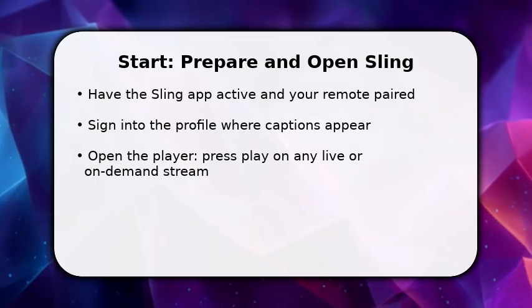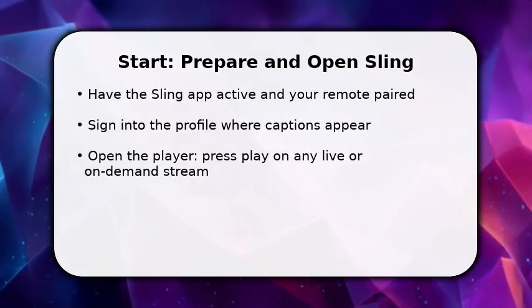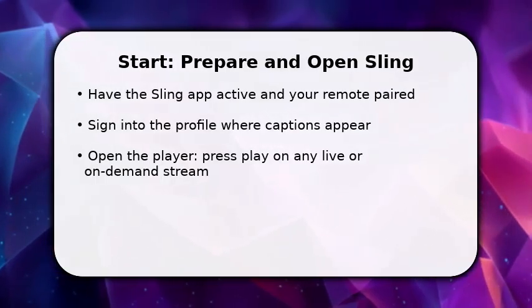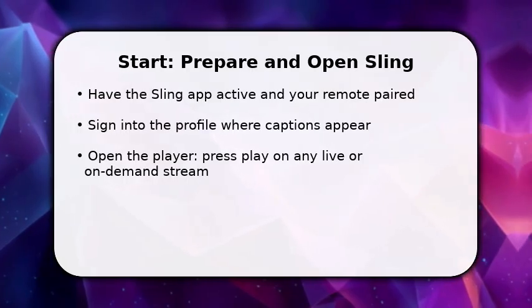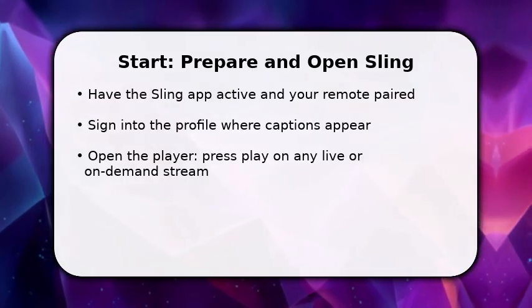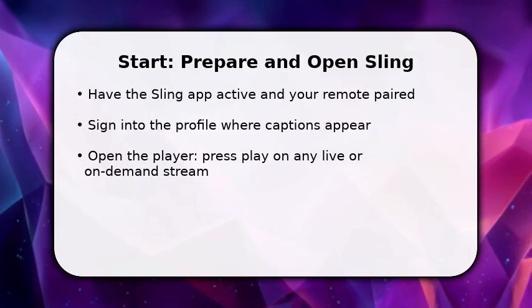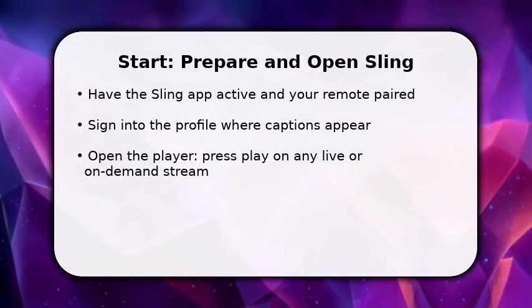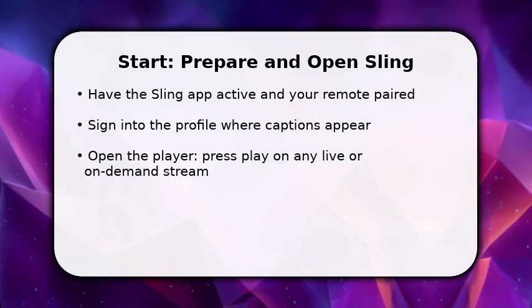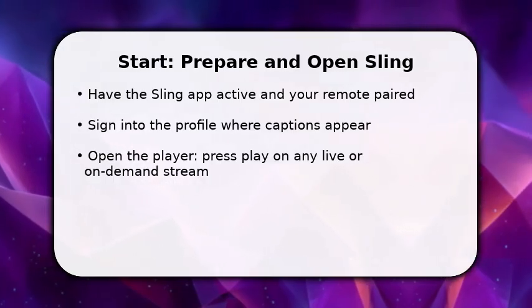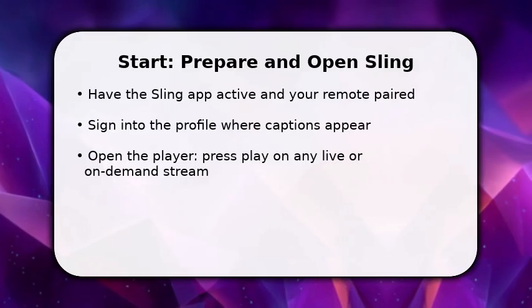You'll begin with the app open and a stream playing so the caption controls are available. Once done, grab your remote and press the OK or Select button to reveal the player controls. This exposes the quick settings where subtitle options live. Make sure you're signed into the profile that shows captions, because settings can be profile specific.